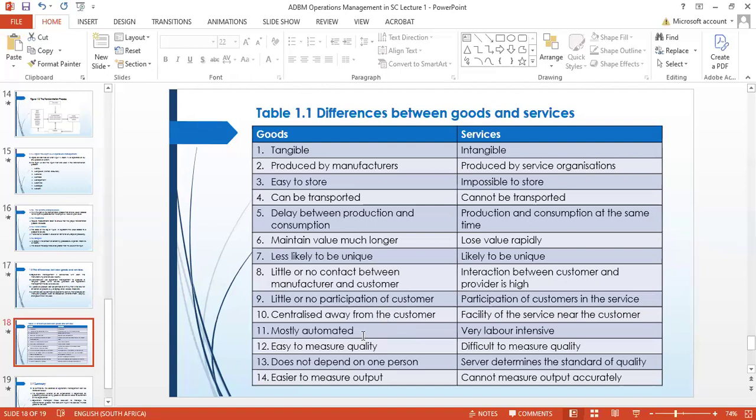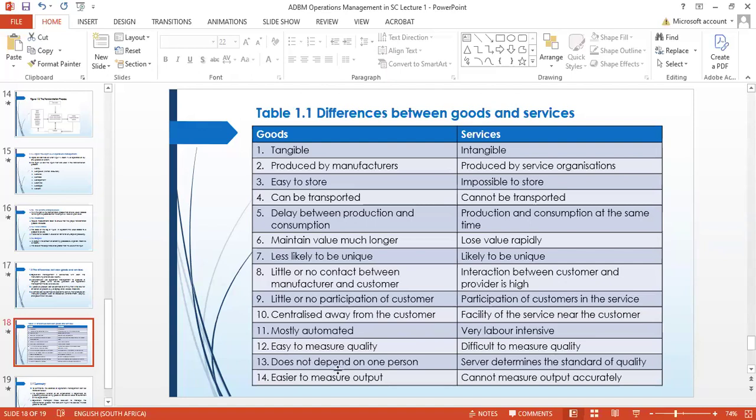And then goods are mostly automated in production, and services are very labor intensive. And then number 12, it is easy to measure the quality of a product, but the quality of a service is difficult to measure. We're not saying quality of a service cannot be measured. It can be measured, but it's difficult to measure it. Quality of a service is usually measured by providing reviews.